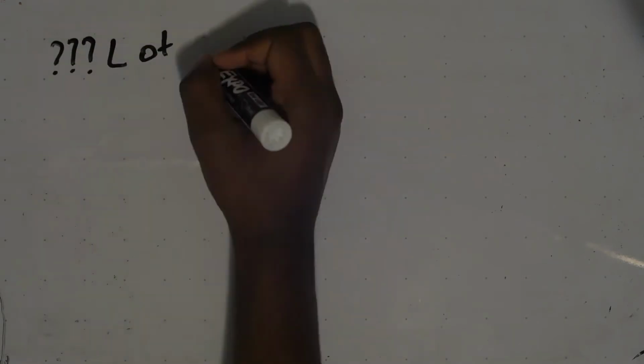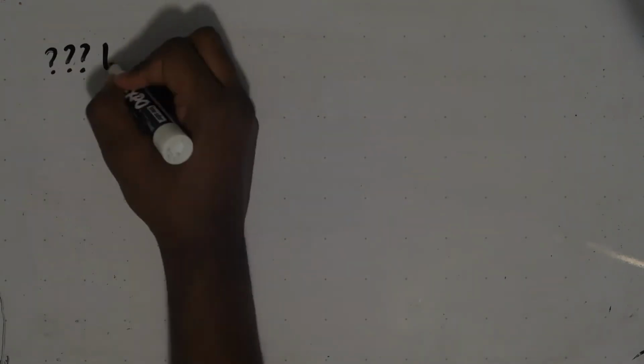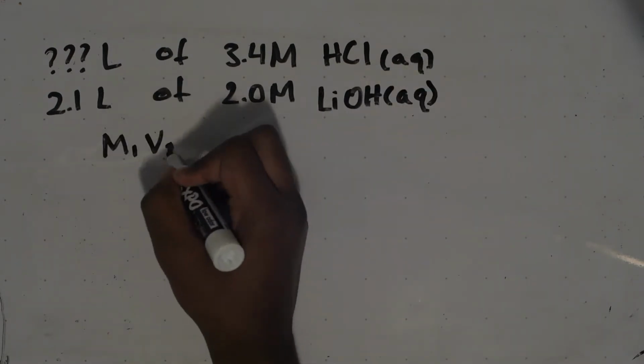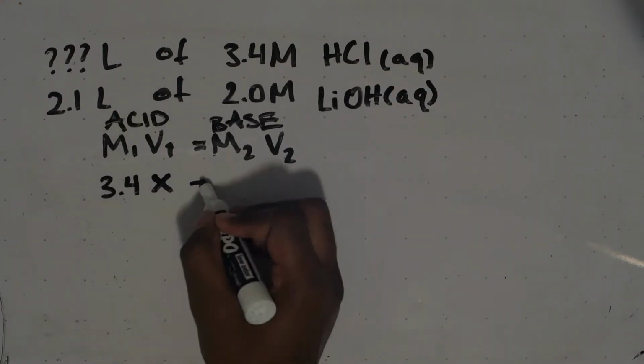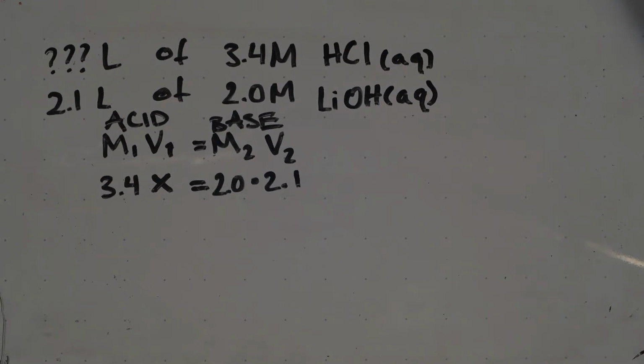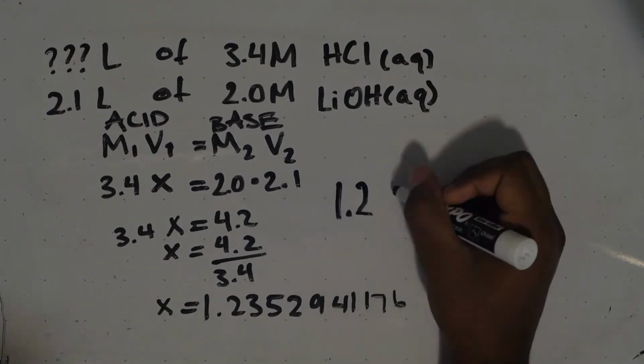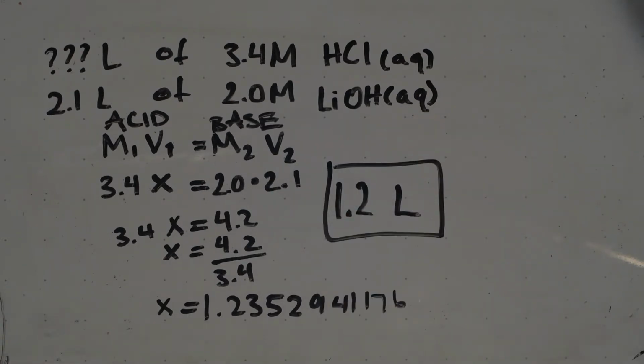How about we go one step further? How many liters of 3.4 molar HCl will be required to reach the equivalence point with 2.1 liters of 2.0 molar LiOH? Once again, let's set up our M1V1 = M2V2 equation. After solving for x with a little algebra, we get a volume of about 1.2 liters.